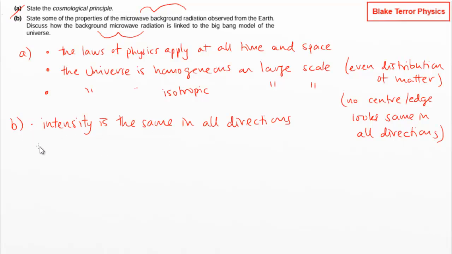So we can say that the wavelength corresponds to a black body of temperature 2.7 Kelvin, which is important. So that's two properties. That's two of them. I'm quite happy with those. Discuss then how this is then linked to the Big Bang model of the universe.